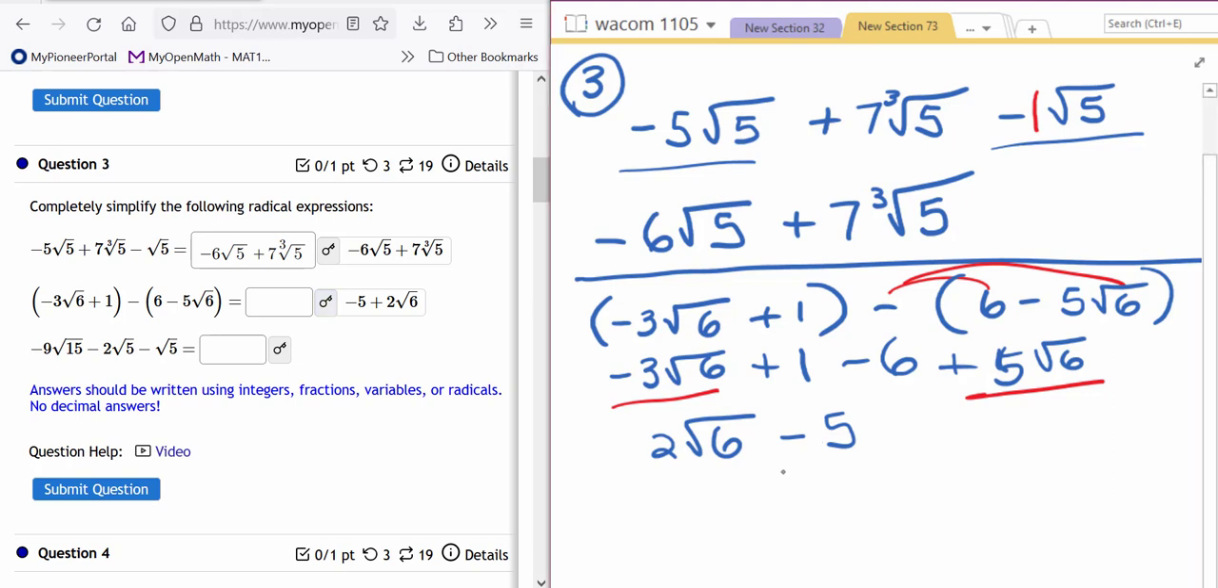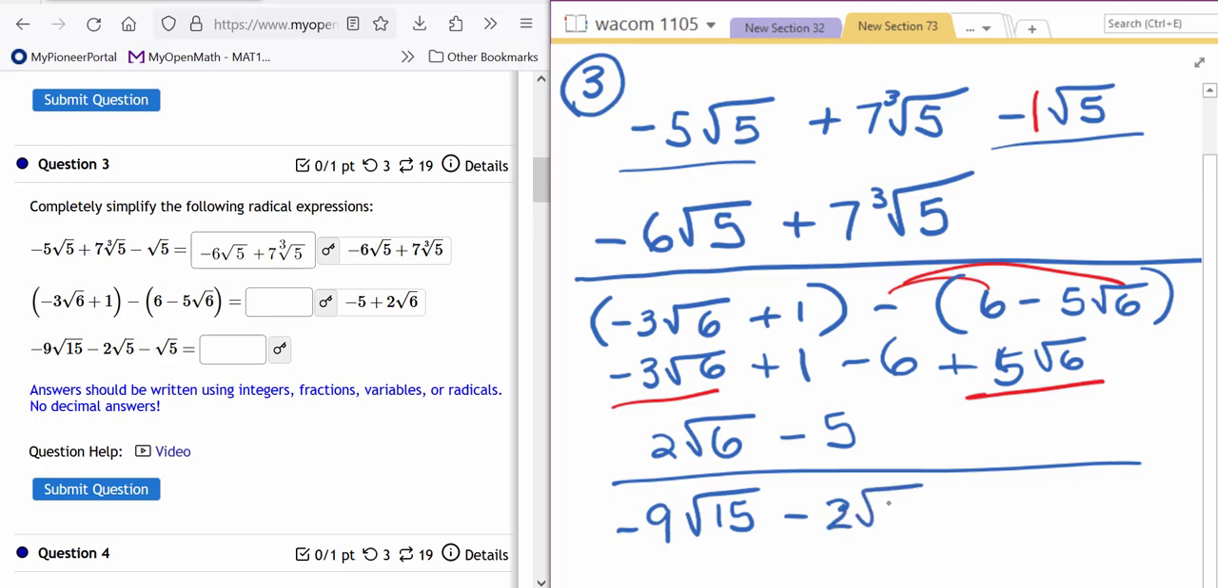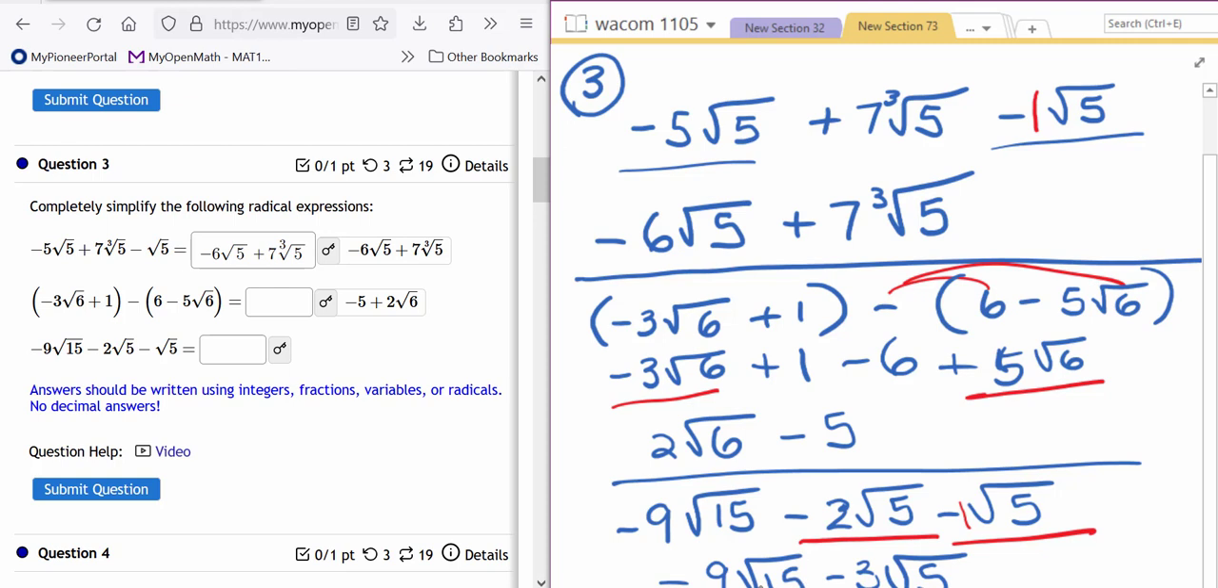And the last one is just going to be combining. So negative 9 times the square root of 15. 15 will not break down. If you try, it gives you a 3 and a 5, which are both primes. So there is nothing else you can do to it. All right, so there's nothing we can do on this first one. The second two are like radicals, and that is a negative 2 and a negative 1. So that is a negative 3 times the square root of 5. And this one just stays. Negative 9 times the square root of 15.